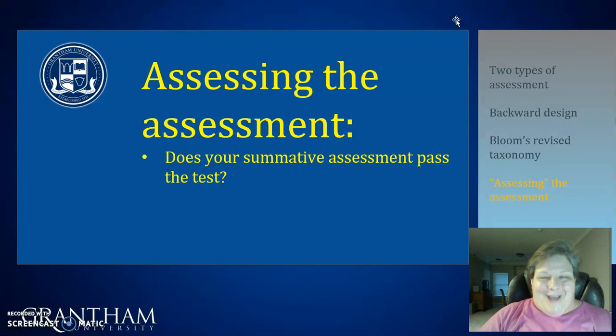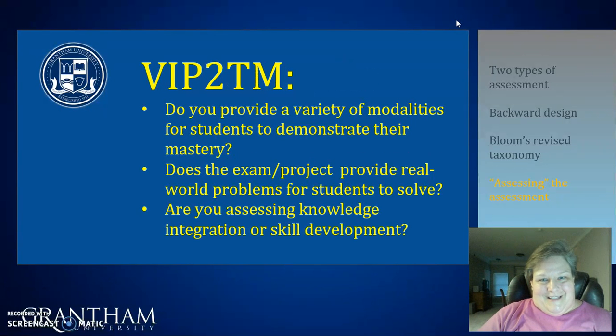Assessing the assessment. Have we done it the right way? There are a couple of ways that we assess the assessments. One is the VIP squared tool, and we're going to talk about this later in GU 975, but for now you just need to know that we want to make sure we give students every opportunity to perform at their preferred level. So some students are great at writing, other students are great at speaking, some like to do creative projects or multimedia projects. So do we provide those affordances? Can they demonstrate their skills and their knowledge at these different levels?